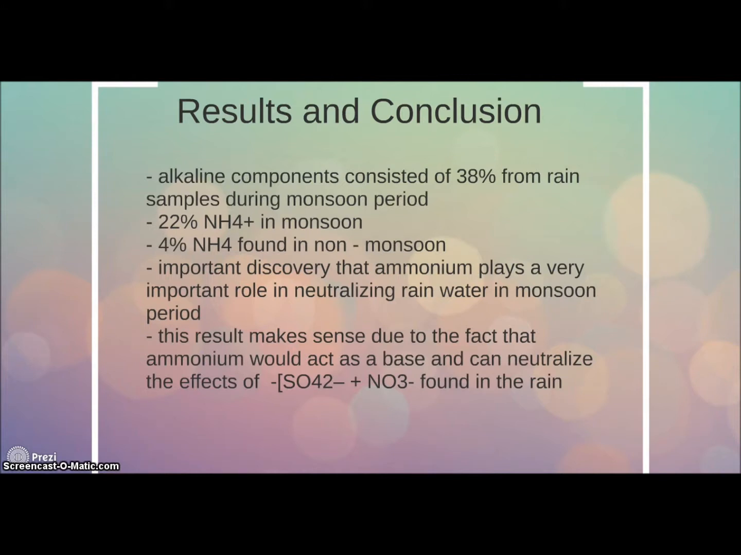In conclusion, the researchers found that ammonium played a very big role in neutralizing the acidic water. This research made sense, as the ammonium would act as the base to the acidic components in rain, causing the water to neutralize instead of being acidic.